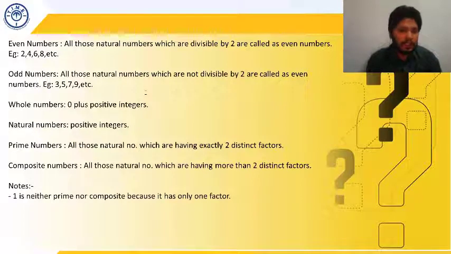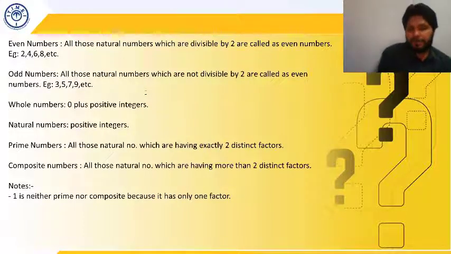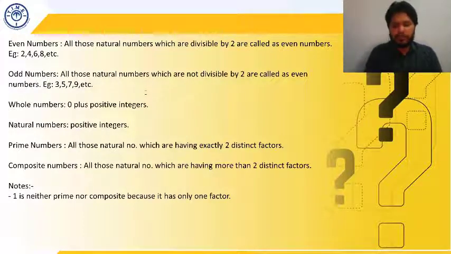First note, one is neither prime nor composite. Why is it neither prime nor composite? Because it has only one factor. Only one divides one. No other natural number divides one. So 1 is the only number which divides 1.